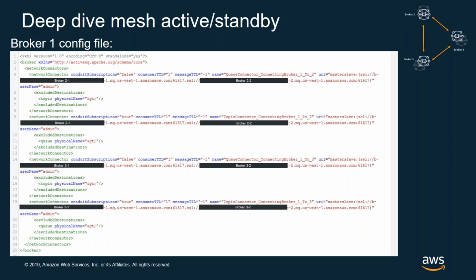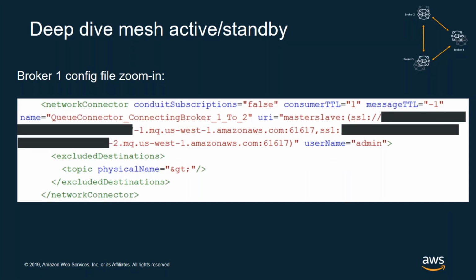Let's zoom in here on the queue connector from broker 1 to broker 2. Remember that conduit subscription setting that allows messages to pass through between brokers without duplication? Here we have it set to false, so each subscription will get its own message, and we can load balance across all the consumers that connect to broker 2 in this case. The excluded destination sub-element is used here with the greater than filter, which means it excludes all topics from this connector. So only queues will be able to use this connector, where duplicated messages are used for subscription.